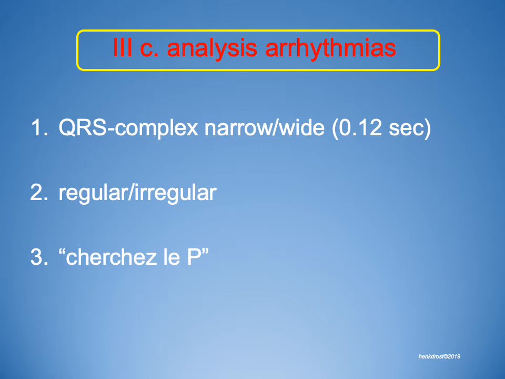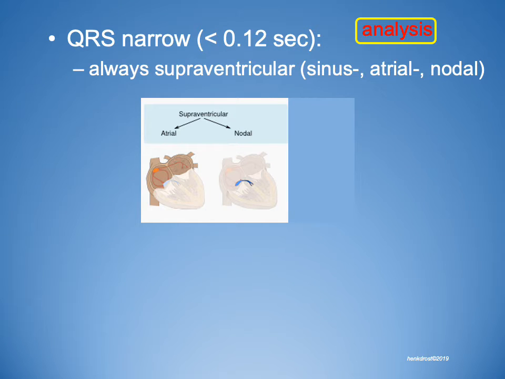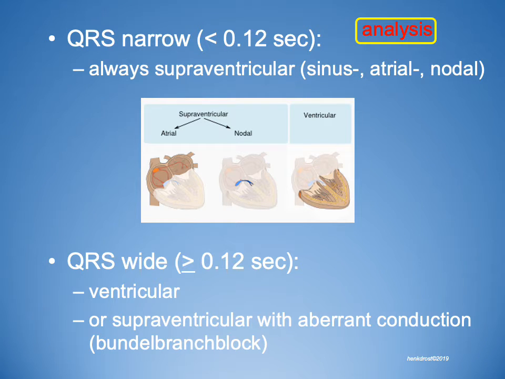Cherchez le P. When QRS is narrow, it means less than 0.12 seconds, there's always a supraventricular rhythm: sinus rhythm, atrial rhythm, or AV nodal rhythm. And when the QRS is wide, that means 0.12 seconds or more, the rhythm is ventricular or it's supraventricular with aberrant conduction.